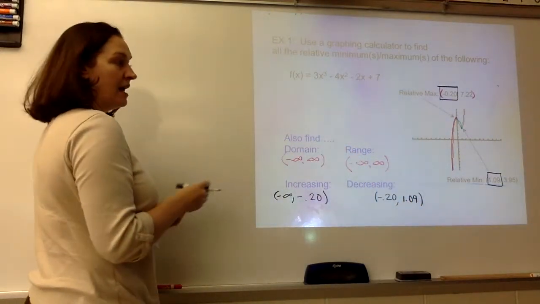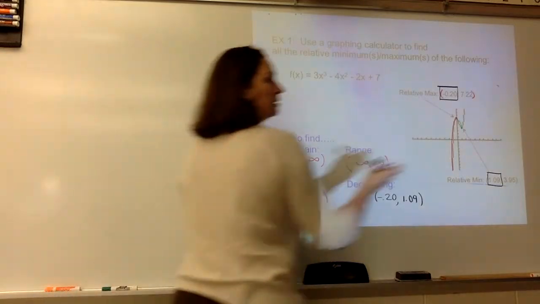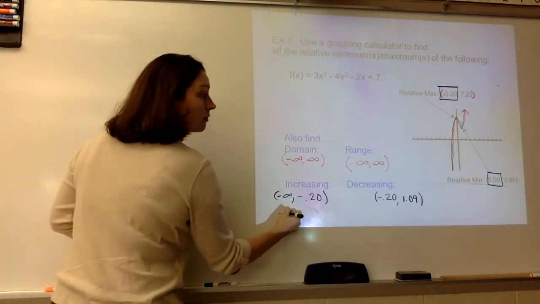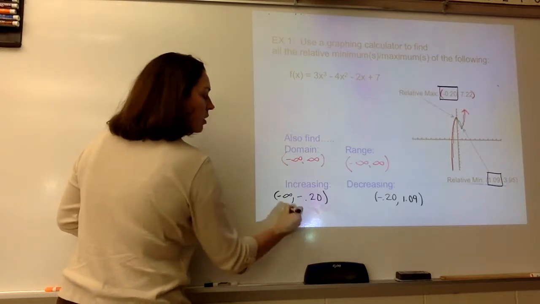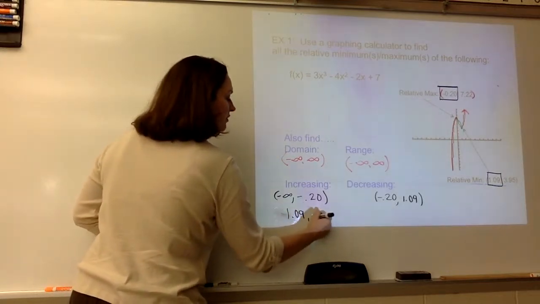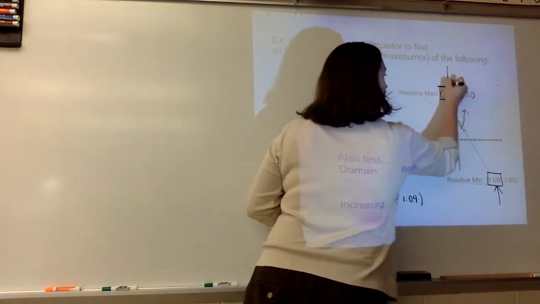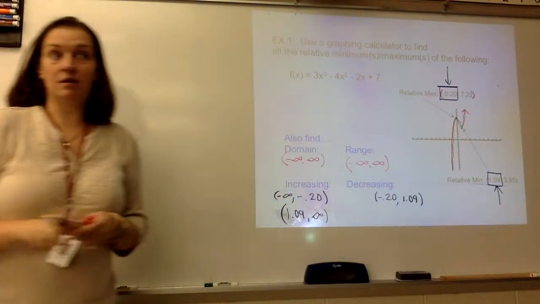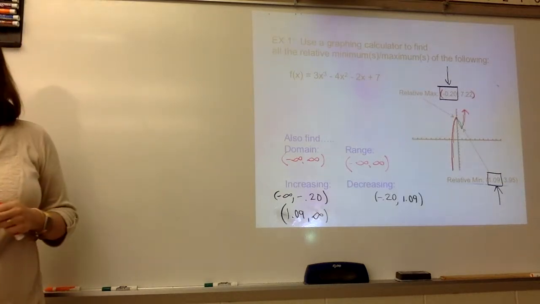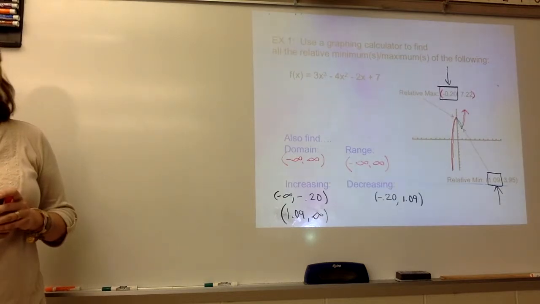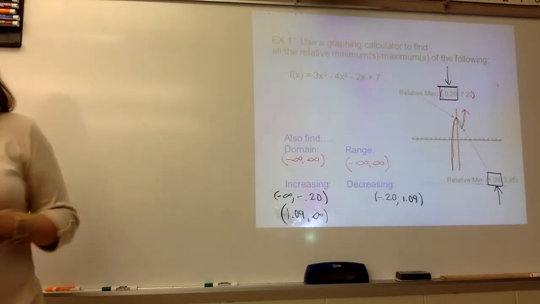And then where am I, last part of my ride? I'm increasing again from, not negative, 1.09 to infinity. You're dealing with the x values. Do not use the y values when you report your answers. Questions, concerns?